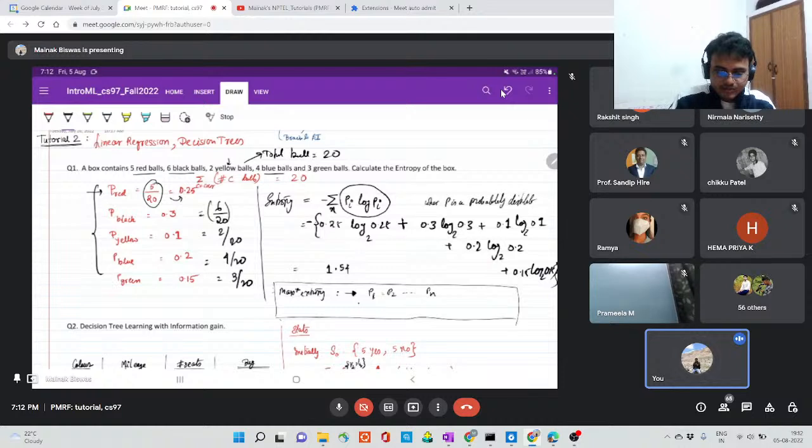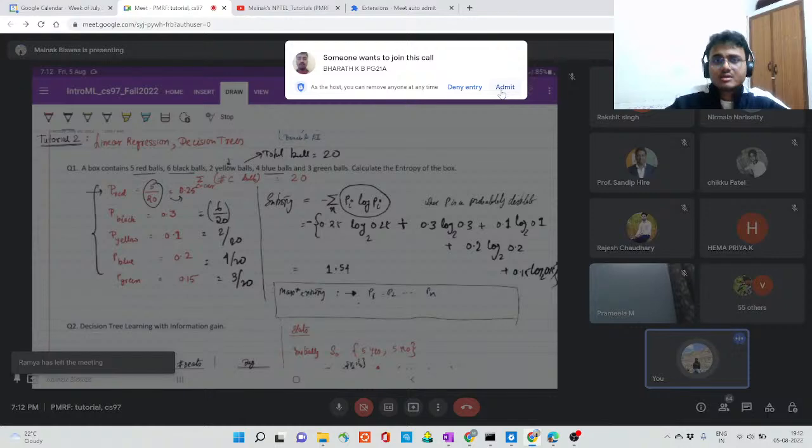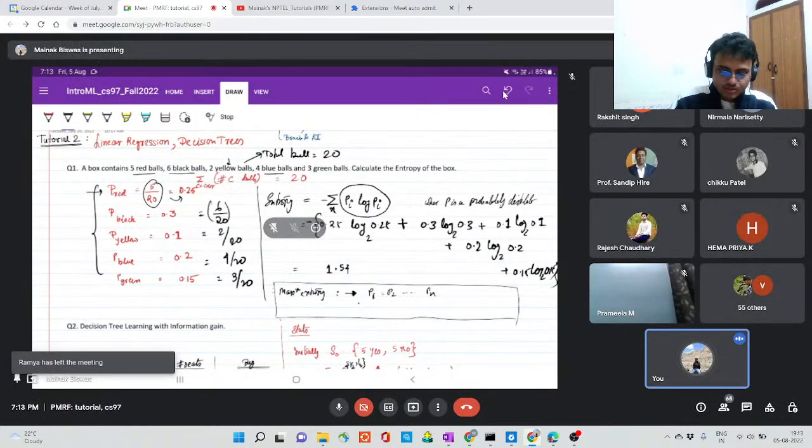I hope my calculations are correct. It turns out to be, I'll just see once again. If the calculations that I've done previously are correct, it should be 1.54.